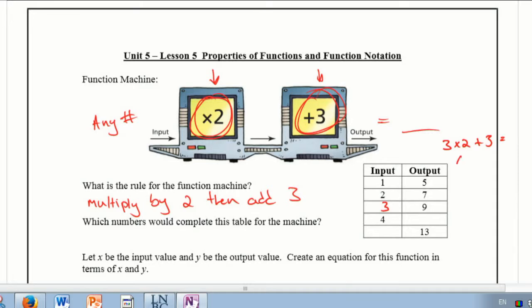So 3 times 2 is 6, plus 3 is 9. Does that work? Yep, that works. All right, now I'm going to give you an input of 4. So 4 is my input, then I'm going to multiply it by 2, and then add 3. So 4 times 2 is 8, plus 3 is going to give me 11.